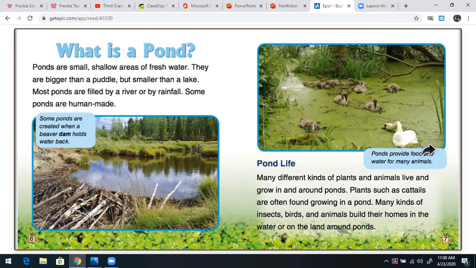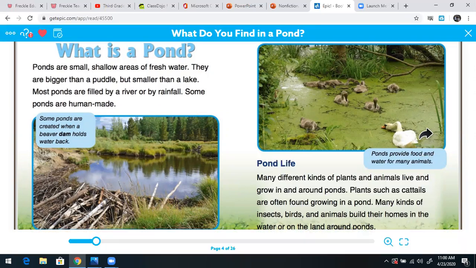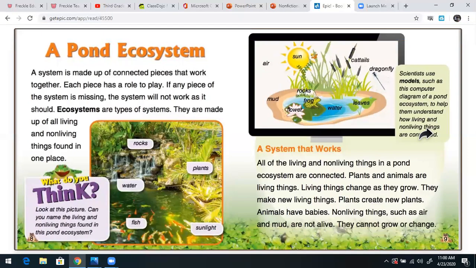Pond life. Many different kinds of plants and animals live and grow in and around ponds. Plants such as cattails are often found growing in a pond. Many kinds of insects, birds, and animals build their homes in the water or on the land around ponds. A pond ecosystem. A system is made up of connected pieces that work together. Each piece has a role to play. If any piece of the system is missing, the system will not work as it should. Ecosystems are types of systems. They are made up of all living and non-living things found in one place.